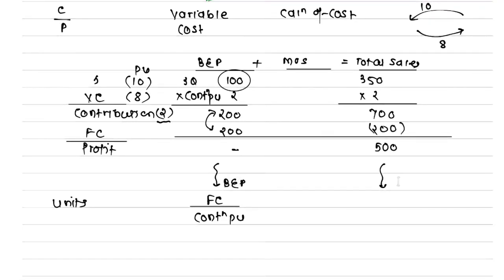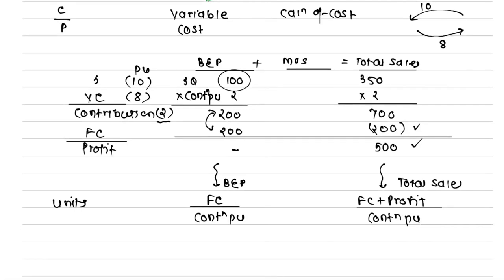Let us say you want the answer in total sales. What you did was add these two: fixed cost plus profit. Then you said, how many rupees do I need in my bank account? 700. So that is fixed cost plus profit, and then you divided that by what? Contribution. Every unit gives you how many rupees.